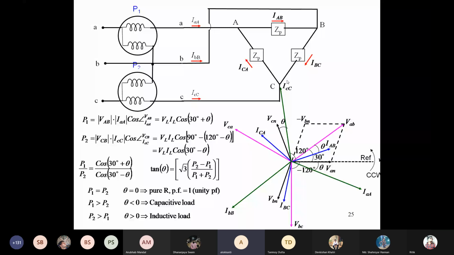Sometimes in a question it is told that a different arrangement is given and you are asked to calculate. So for the A, B, C phase sequence, if the first wattmeter is in the A phase, but the second wattmeter current coil is in the C phase and the reference is with respect to B, then this formula is valid.